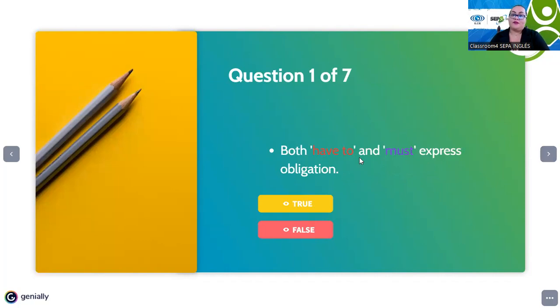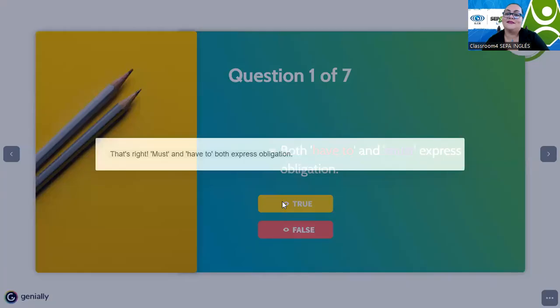Both have to and must express obligation. Do you remember, is it true or false? Both have to and must express obligation. What do you think? Is it true or false? I say it's true. That's right. Must and have to both express obligation, of course.